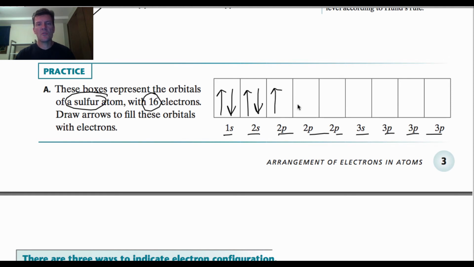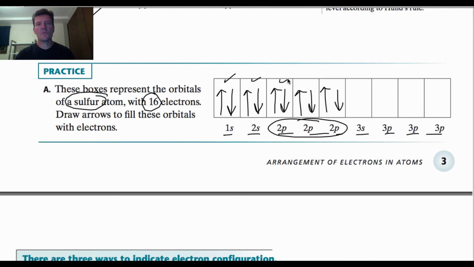So you go 1, 2, 3, 1 in each of the 2p's, and then start to double them up, because they would spread out before they start to double up. Okay, as long as they're all at the same energy level, all the 2p's are at the same energy level. What do we have so far?